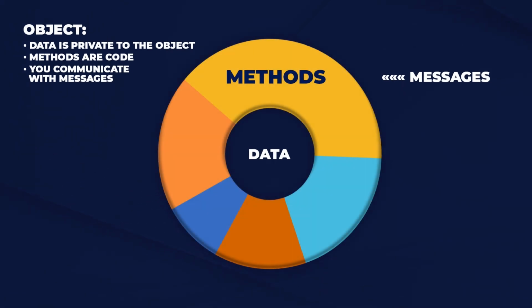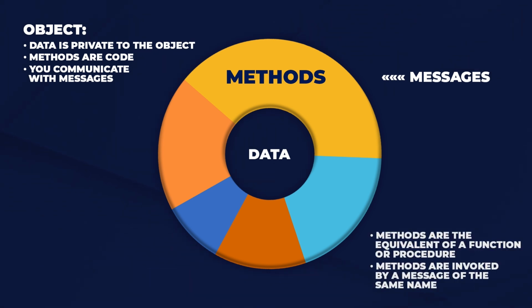Well, here's a representation of an object. It has data and it's surrounded by methods. Okay, data is private to the object, methods are code, and you communicate with messages. Now the data, it says it's private to the object. What does that mean? It means that you can't access that data unless you ask the object. And if the object was designed to share that data with you, you can do that. How do you ask the object? You send it a message.